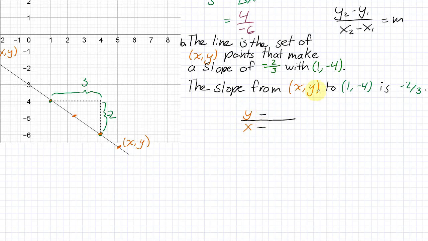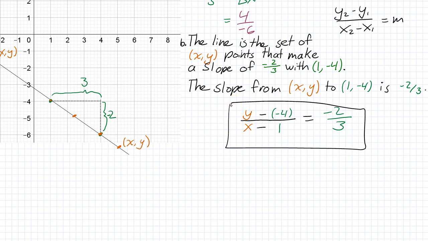To get the delta y, we're going to do y minus y1, which is this one. And we have x minus 1. That result, the slope from (x, y) to (1, -4), must be equal to -2/3. So this is actually an equation that should describe all the points on the line. If the question says find the equation of the line, I guess you could leave it here.